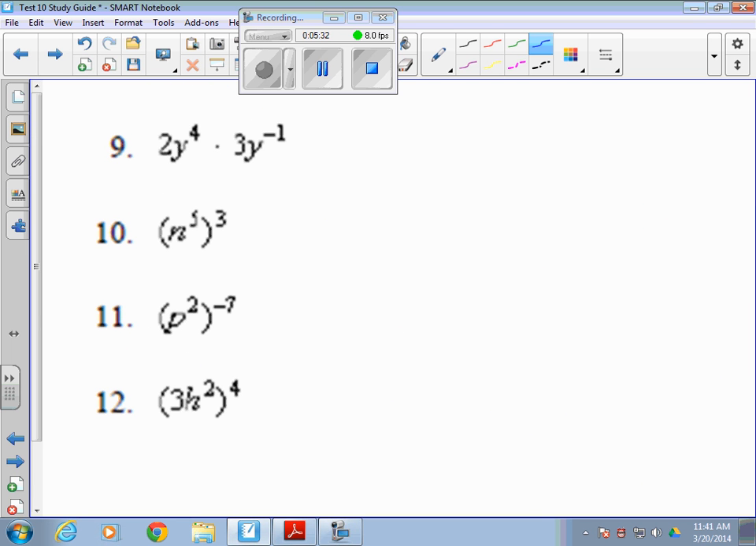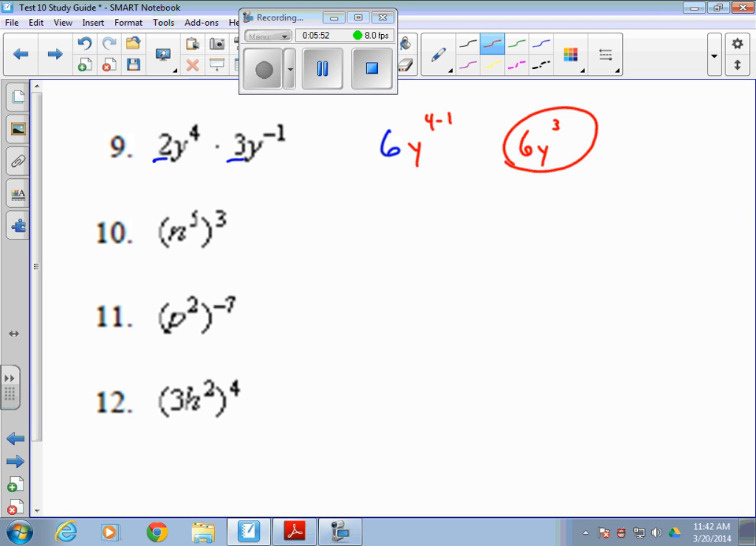Number 9, 2y to the fourth times 3y to the negative 1. You multiply 2 times 3, 6. You multiply the same bases, y times y. You add the exponents. 4 plus a negative 1 becomes 4 minus 1. So 6y to the third power.